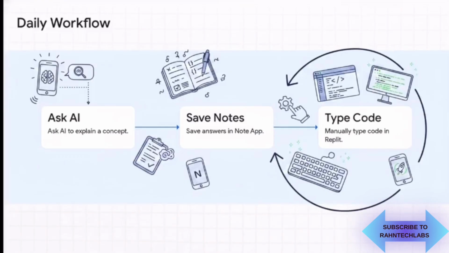So how do you pull off something that complex on a tiny screen? It all comes down to trusting the daily feedback loop. First, you ask your AI to explain one small concept. Say, how do I make a search bar work? Next, you save that explanation and the code snippets directly into your Note app. Finally, you switch over to Replit and manually type the code in yourself, running it to make sure it works. You just repeat this loop, piece by piece, day by day, and suddenly, you have a real working website.